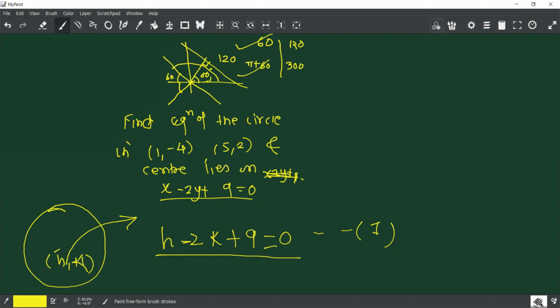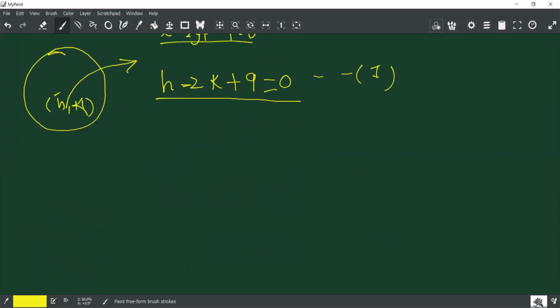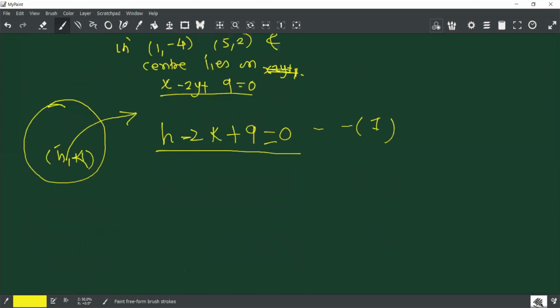Please do not use the methods we have learned in shortcuts. Two points on the circle are known to you: 1, -4.